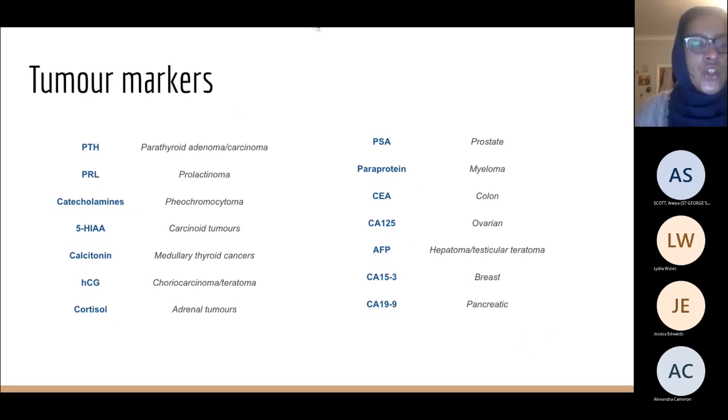These are some of the main ones that you do need to know. I mean, again, it depends on your med school, but I needed to know these tumor markers in my med school. And again, they are useful to have in the back of your mind, what tumor markers are associated with what cancers.